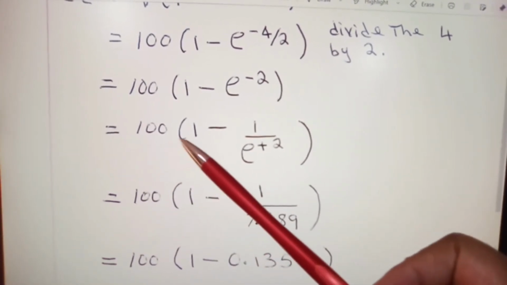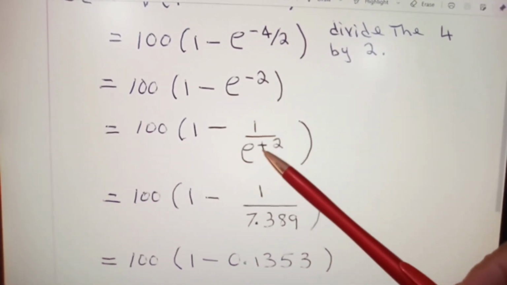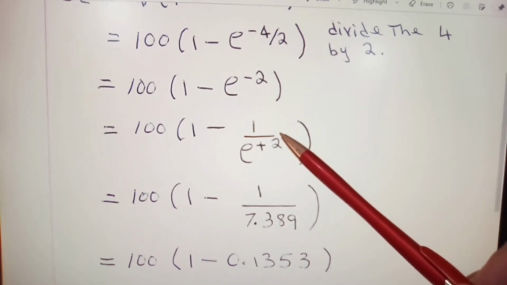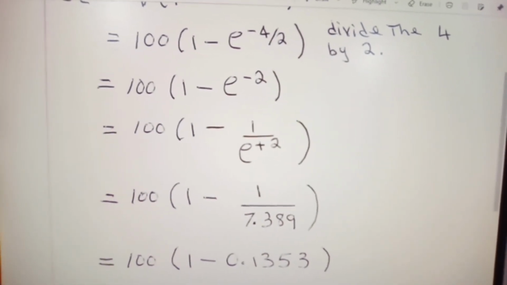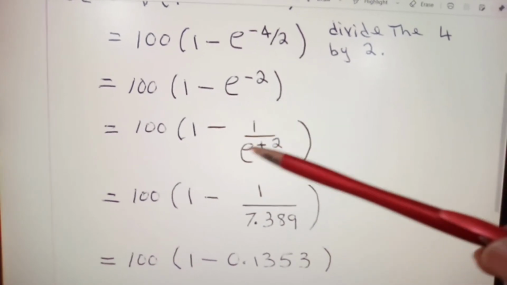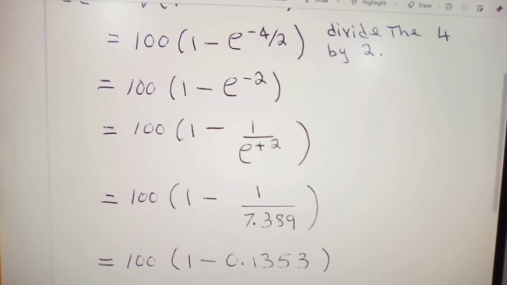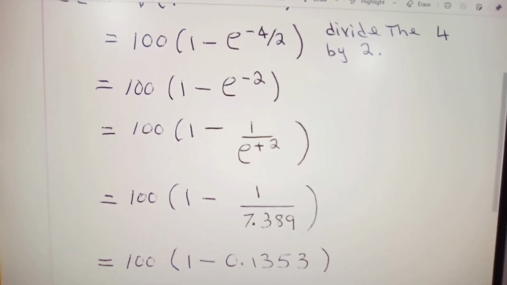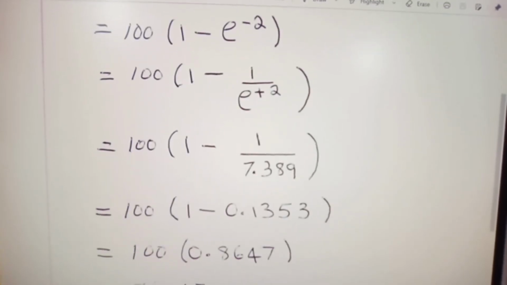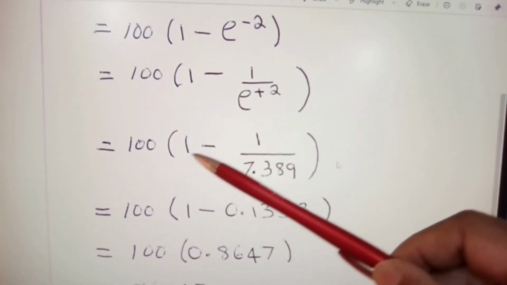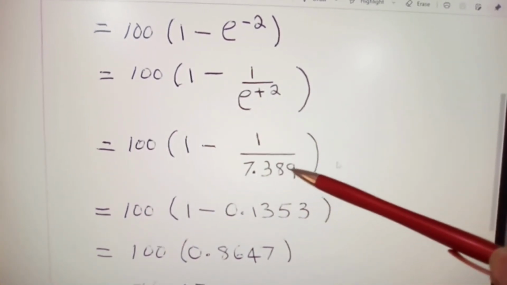That's equal to 100 open brackets 1 minus 1 over E to the plus 2. Now you're going to wonder why this becomes a plus. I'm going to leave that to you to find out. But you'll see, go back to your simple maths and your signs. Now this comes to equal 100 open brackets 1 minus 1 over 7.389.